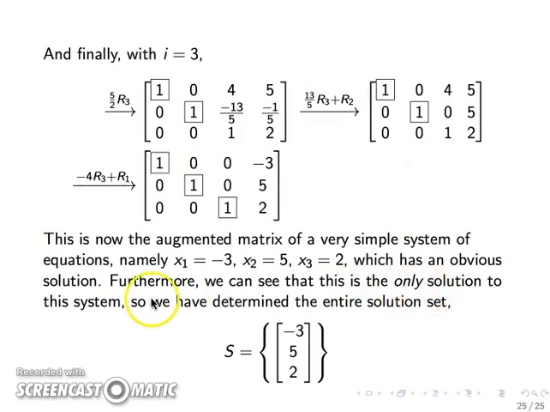This is one of those cases in which the system has only one solution. This is the only solution to the original system, and the solution set contains, in this case, only one element.